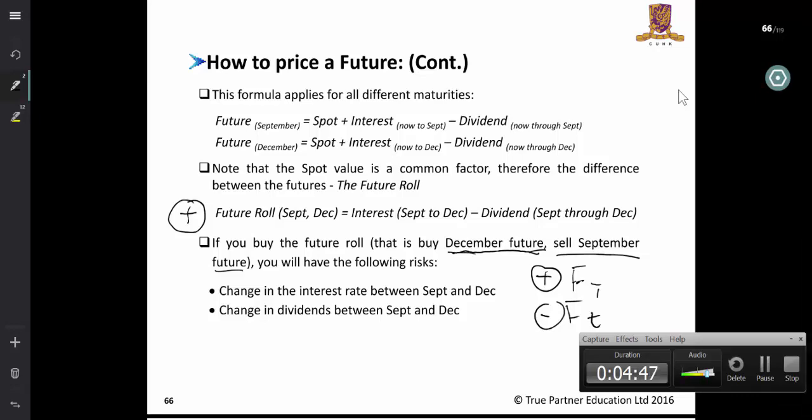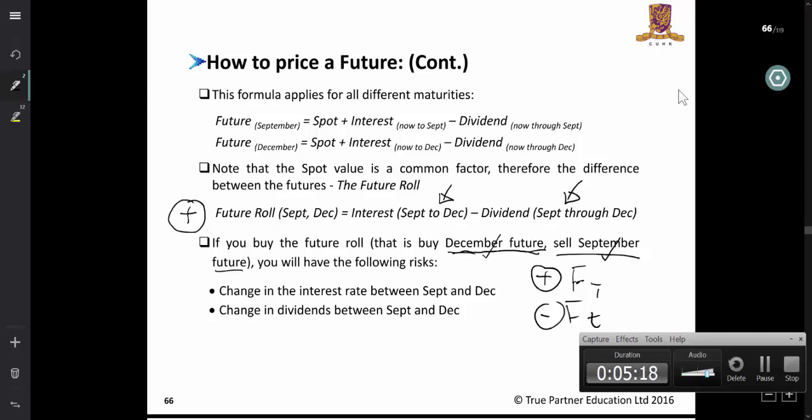Okay, number one. When you buy a futures roll, or when you go long, you buy the one which is further away, and you sell the one closer to you. And that is equivalent to being long the interest and being short the dividend.